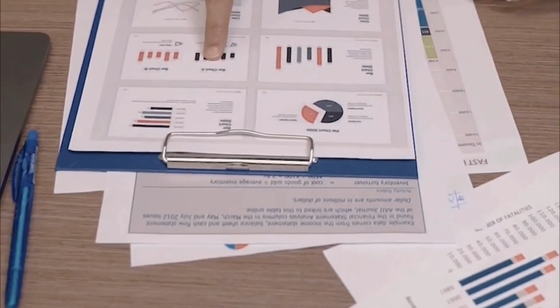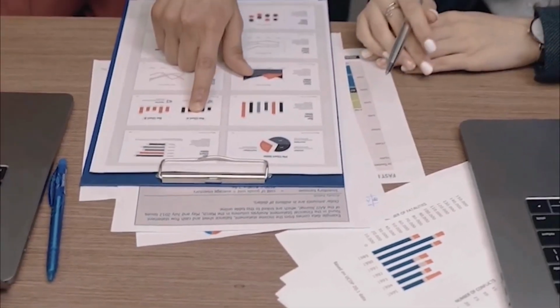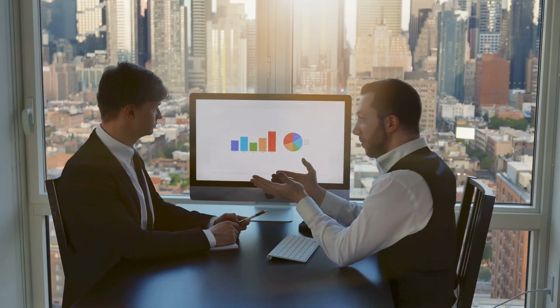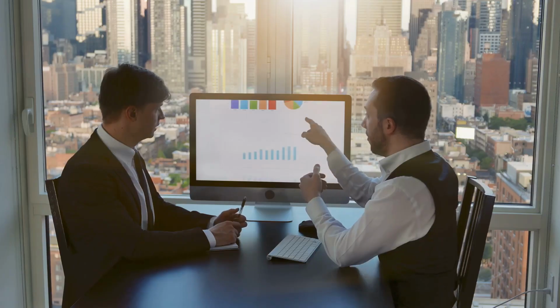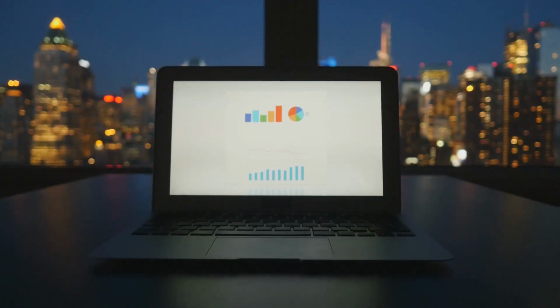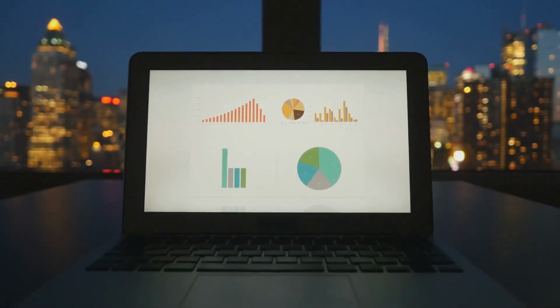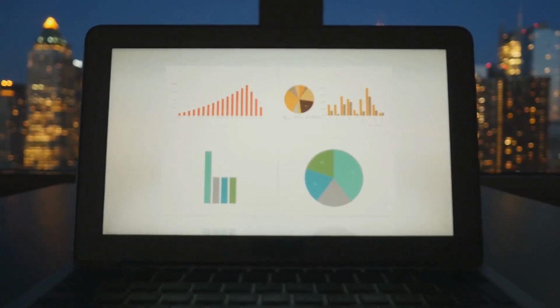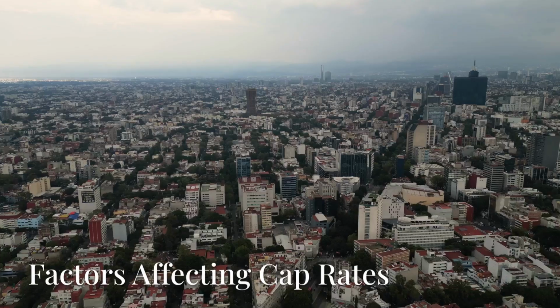Cap rate is the inverse of the price-to-earnings ratio in equities. A 5% cap rate implies a 20 times income multiple. The lower the cap rate, the higher the value, and the more future growth or security investors are pricing in.